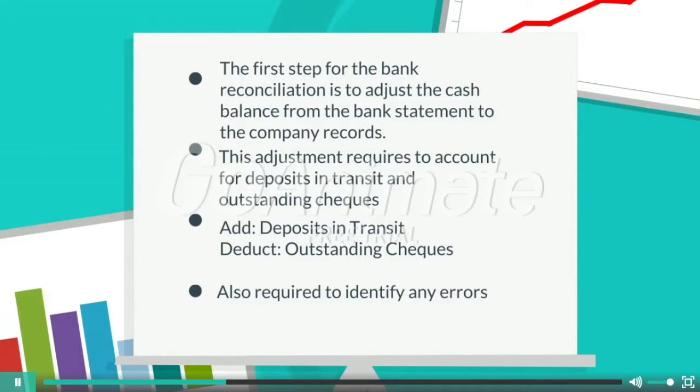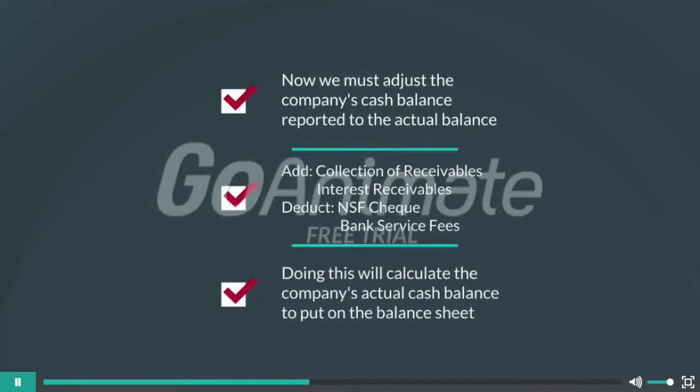The first step in a bank reconciliation is to adjust the cash balance reported on the bank statement to the company's actual cash balance. This adjustment is required to account for the deposits in transit and outstanding checks that have not been cleared by the bank. It is also required to identify any errors made by the bank when transactions were recorded. Deposits in transit will need to be added to the balance, while outstanding checks will need to be subtracted. Once these adjustments are made, we must adjust the company's cash balance to the actual cash balance.